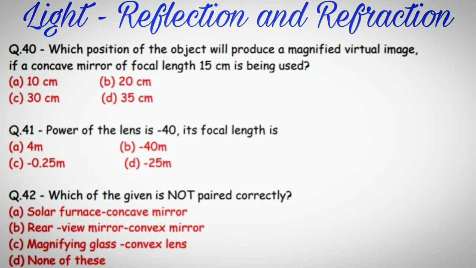Next question comes here. Which of the given is not paired correctly? Option A solar furnace or concave mirror, option B rear view mirror or convex mirror, option C magnifying glass or convex lens, option D none of these. And the correct answer is none of these.